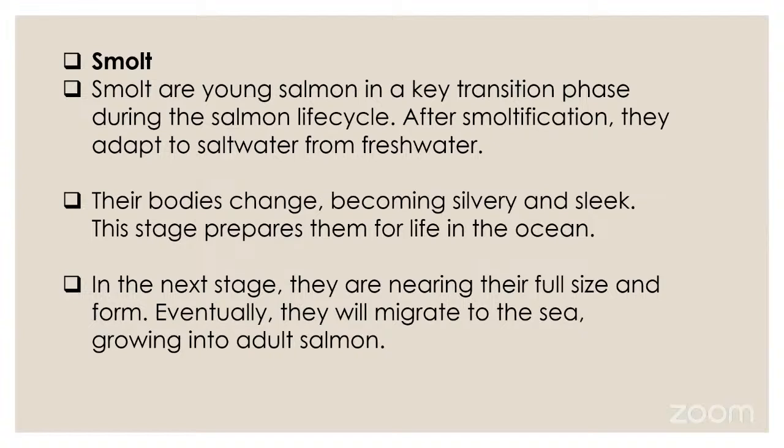Now, what are smolts? That is the next stage, smolt. Smolt are nothing but young salmon in a key transition phase during the life cycle of salmon. So after smoltification, they adapt to salt water from freshwater. Their bodies change, becoming silvery and sleek. This stage prepares them for life in the ocean. In the next stage, they are nearing their full size and form. Eventually, they will migrate to the sea, growing into adult salmon.